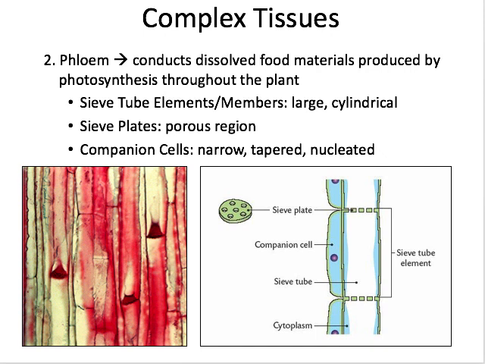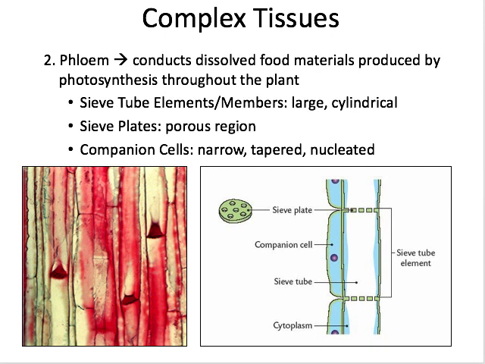Our second type of complex tissue is phloem. Phloem moves the food materials, which is usually sugars that are all made by photosynthesis. Phloem tissue is made up of several different cell types, including sieve tube elements. They're also referred to as sieve tube members, which are large cylindrical tubes. Sieve plates, which are the porous regions on the ends of the tubes, and companion cells, which are narrow, tapered, and nucleated, meaning they have a nucleus.